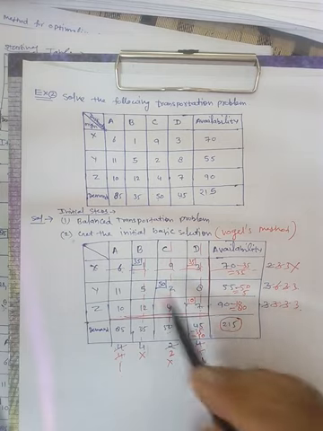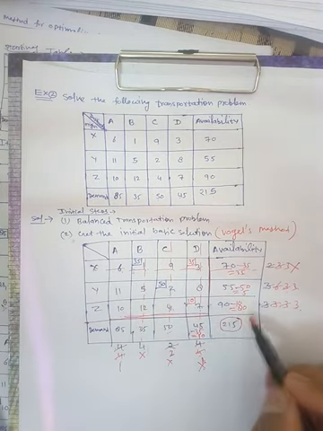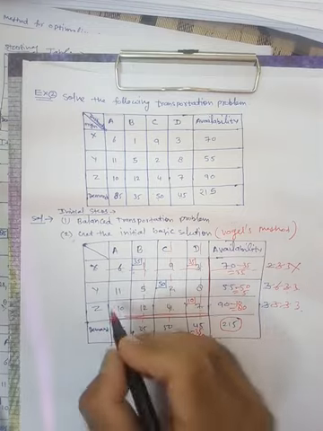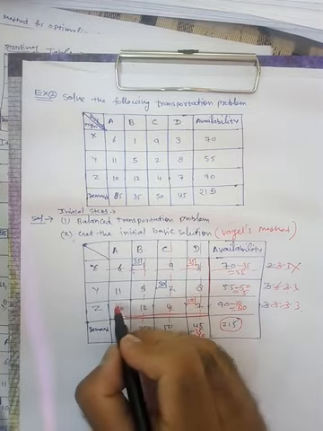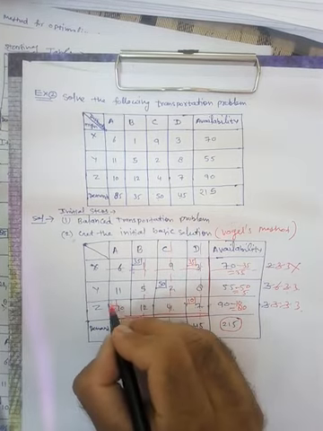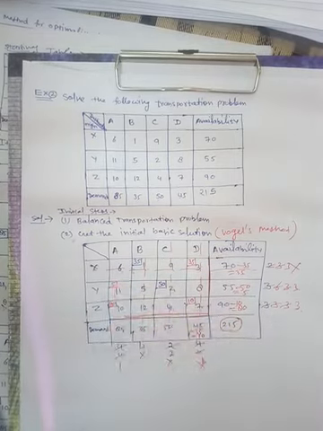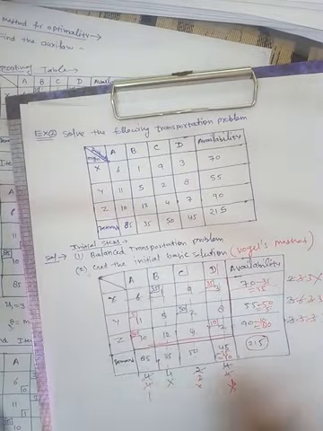Fine. So now we have only 2 entries. Here is 80. Here is 5. Total sum is 85. So allocate here 80 units. Here allocate 5 units. So this is the initial basic feasible solution.